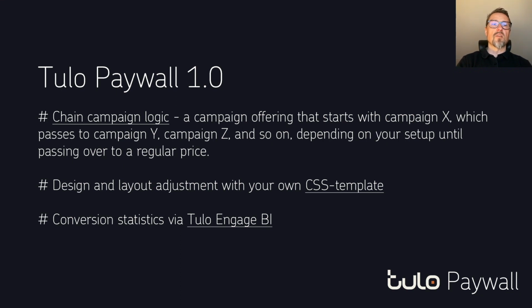As long as a logged in user is passed into the paywall configuration on your website, the campaign chain will be considered. You can of course also use your own CSS on your website if you want to use the standard HTML from the paywall but still make visual changes on your own. Conversion statistics are available in Tulo Engage BI, where you can see the number of views, clicks, and completed purchases for every paywall created.